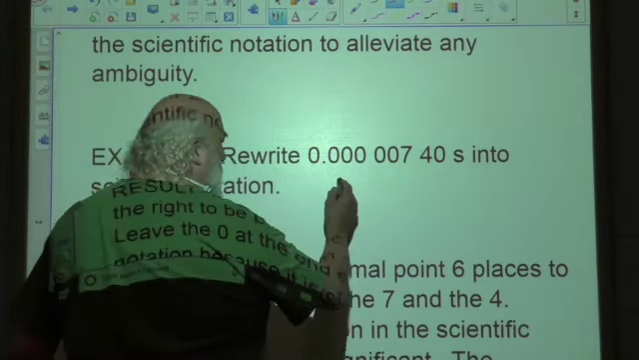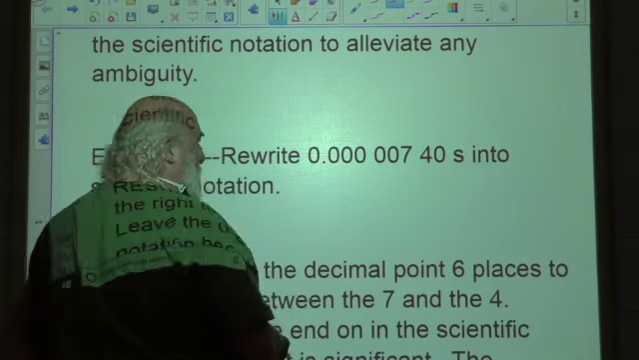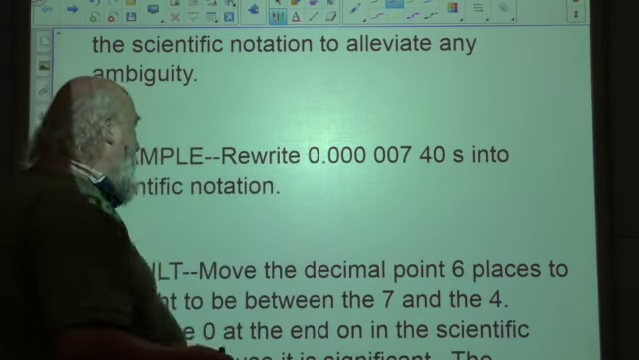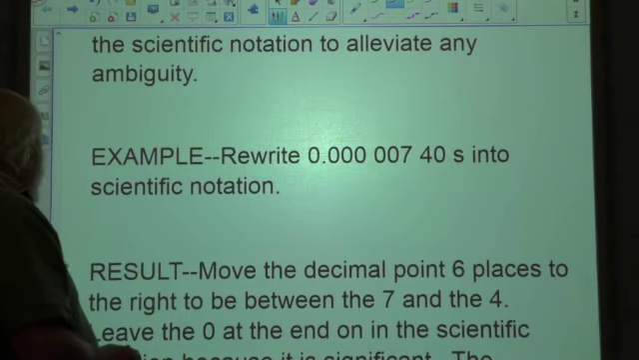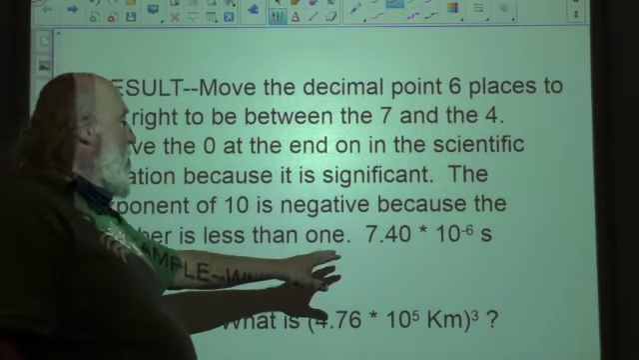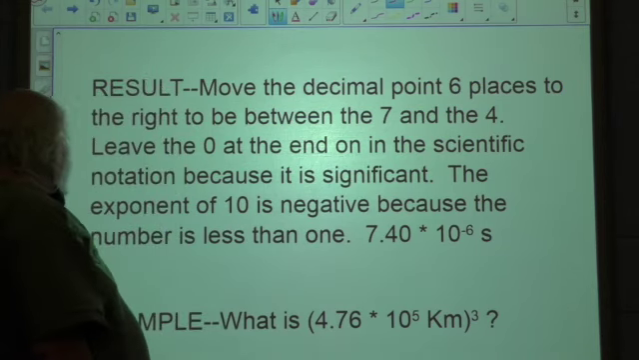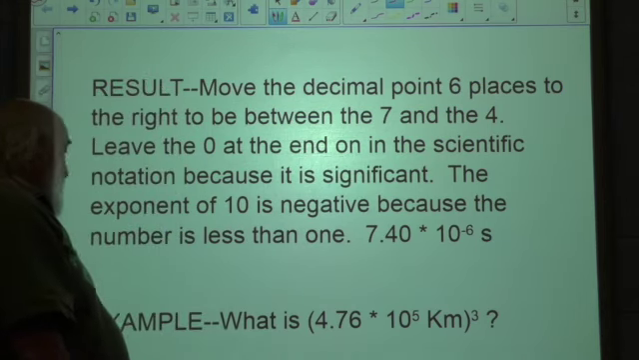I'll move this decimal point over 6 places. And because this is less than 1, it's going to have a negative exponent. So that means that this is going to be 7.40 times 10 to the negative 6. And I guess the label for that was seconds.